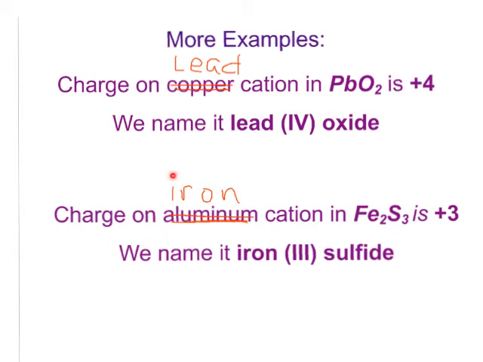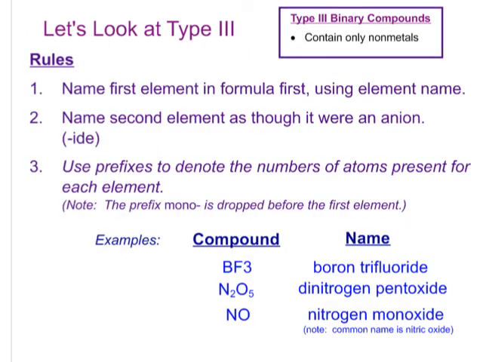Now, what's the charge on iron in this compound? We found earlier it was a +3. So we name it iron 3 sulfide. And that's how we write that.